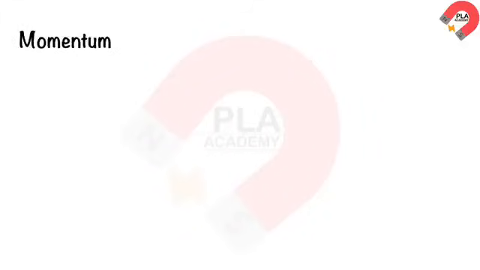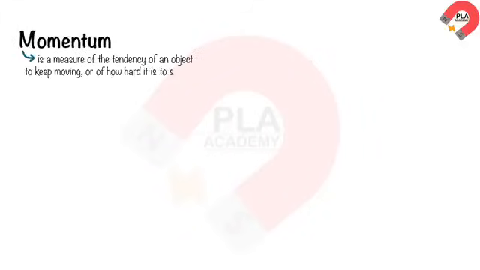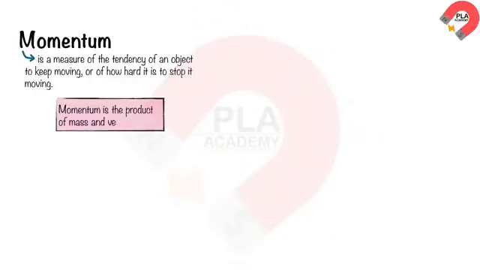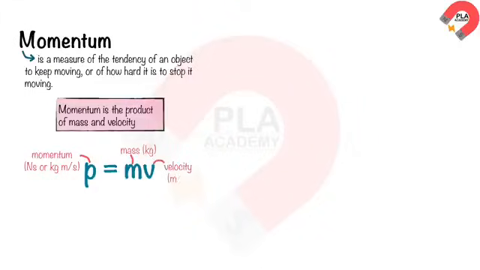Momentum is a measure of the tendency of an object to keep moving, or of how hard it is to stop it moving. Momentum is defined as the product of mass and velocity. We can write the equation of the momentum as p = mv, where p is momentum in newton second or kilogram meter per second, m is mass in kilogram, and v is the velocity in meter per second.